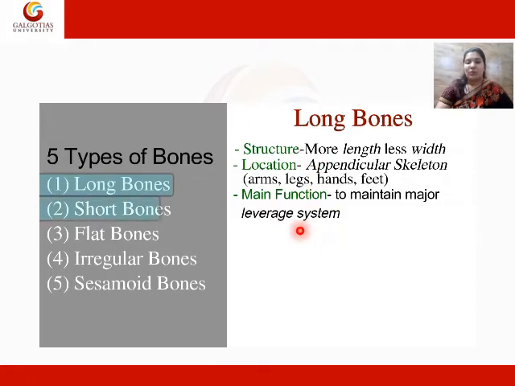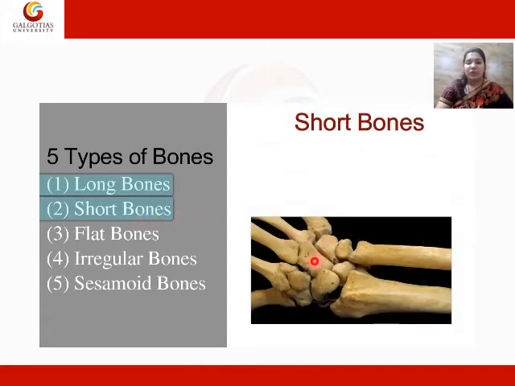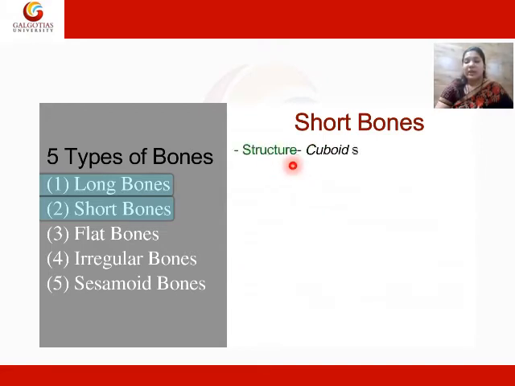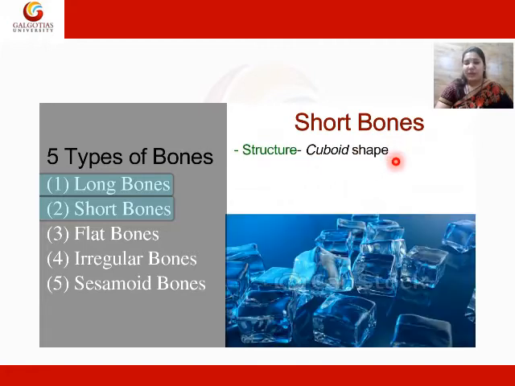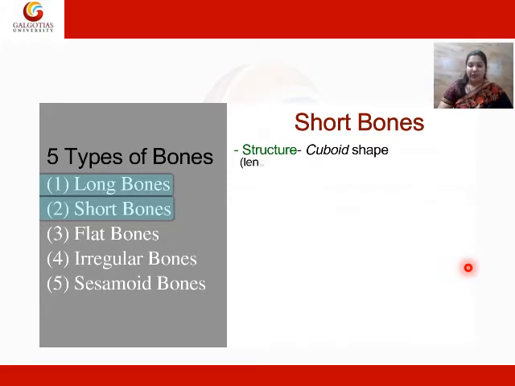After the long bone, we will discuss the short bone. Short bones, as the name suggests, are very short in size. They are mainly found in the wrist and the ankle. The structure is cuboidal in shape. They are like ice cubes, which are cuboidal in shape. They are not exactly cuboidal, but roughly they are. It means the length and the width of these bones are approximately equal, but not definite.